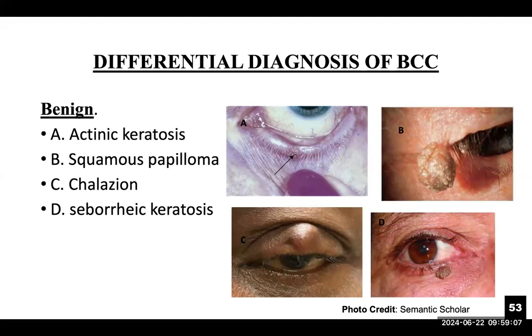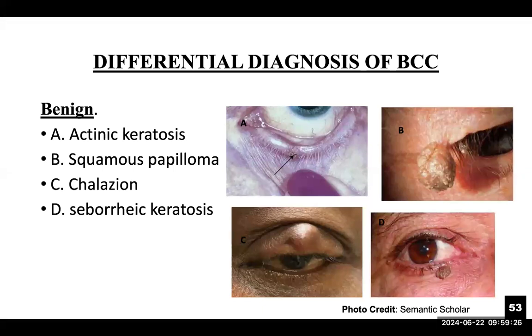Actinic keratosis, squamous papillomas, and seborrheic keratosis essentially have similar predisposing or risk factors as basal cell carcinoma. So these tumors can be differentiated on histology.